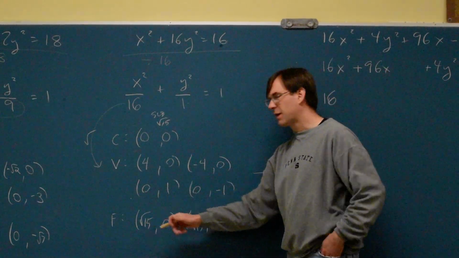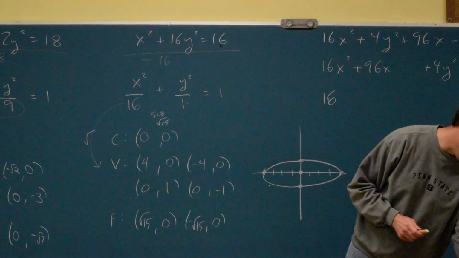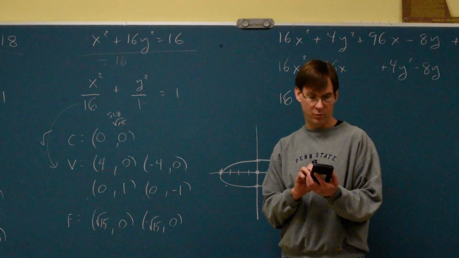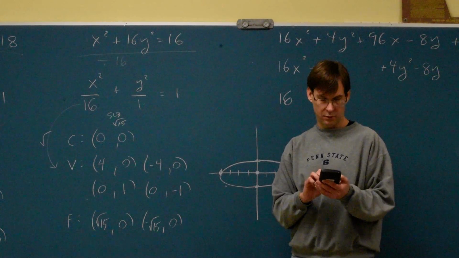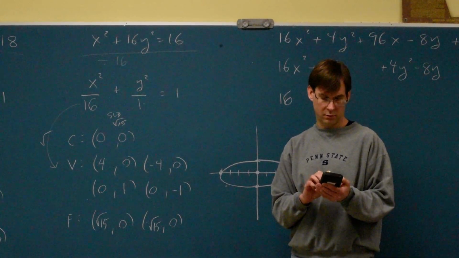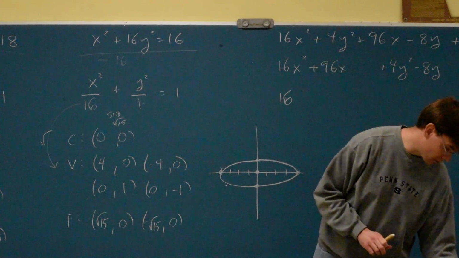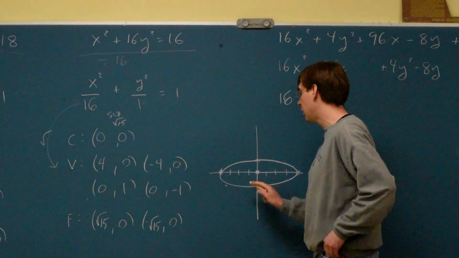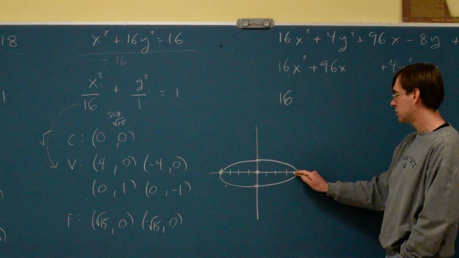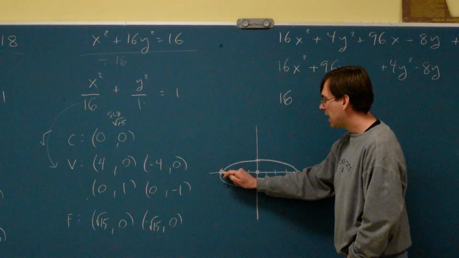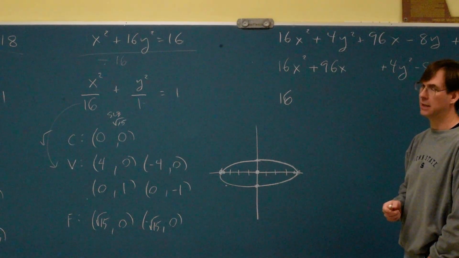To graph those, grab a calculator, root 15, punch it in. It's going to be close to 4, but not quite. I'm going to guess 3.85, but I'll verify that with a piece of machinery here. 3.87, so close enough. So we're going to go 3 squares and then a good bit of the next square, almost close to 4. The foci always have to be inside the ellipse. If you ever get foci outside the ellipse, you did something really wrong.